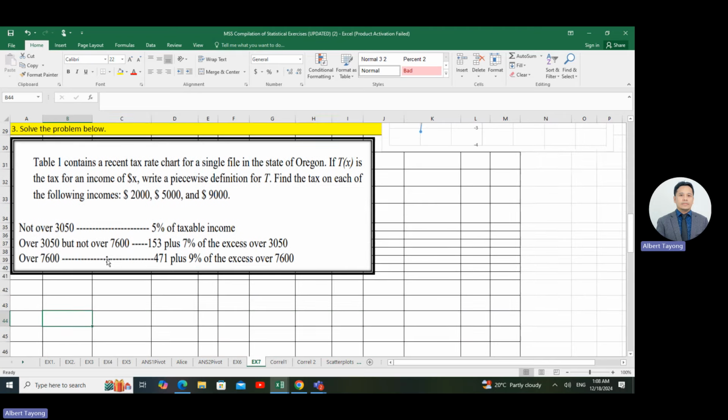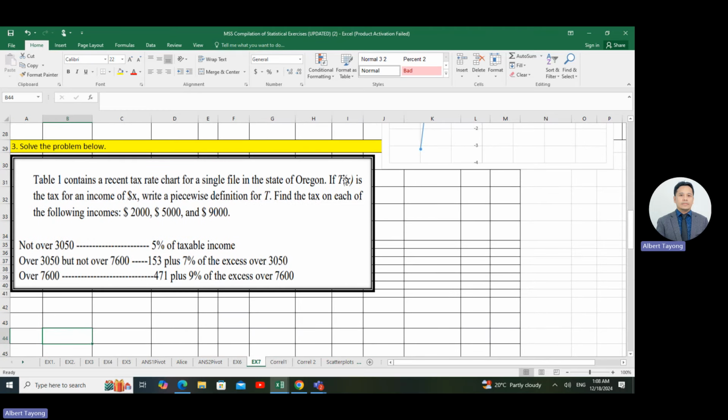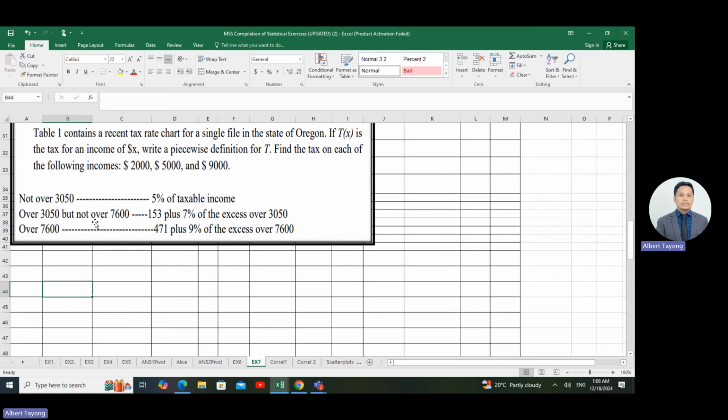So we have to create our function. We have T of x. This is about the tax. The income is x dollars, and these are the incomes: 2,000, 5,000, and 9,000. Using these incomes, we need to calculate their taxes based on the conditions here.